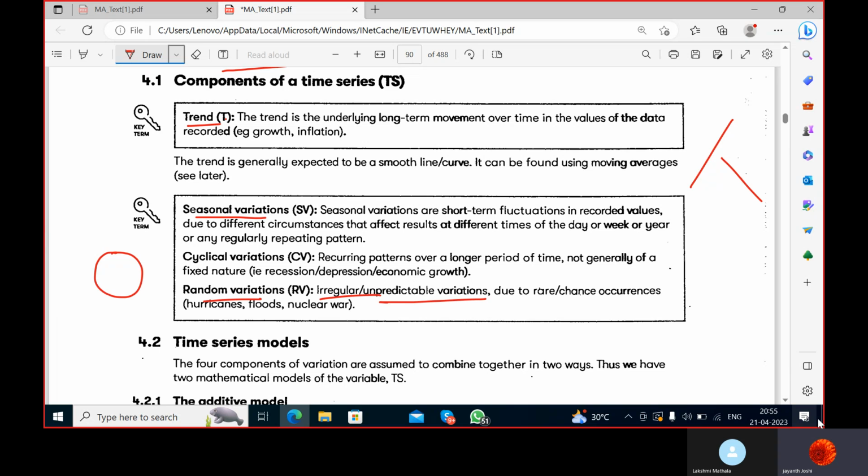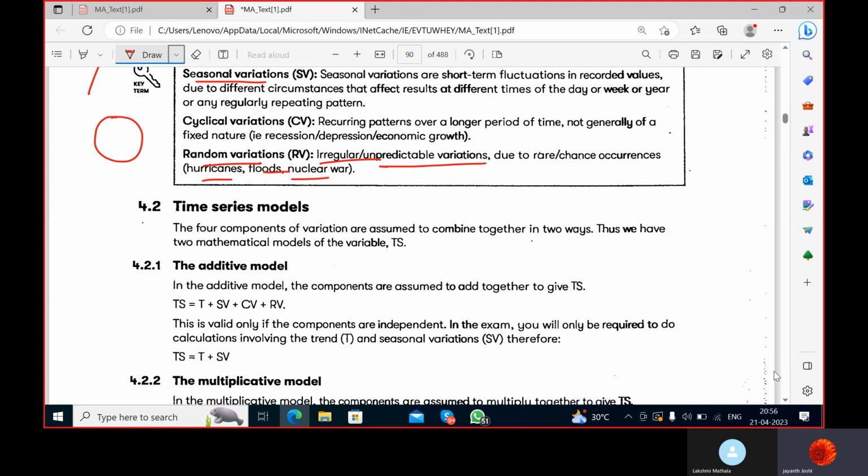What do we say? Unpredictable variation. That happens during floods, hurricanes, and nuclear war. All of a sudden, your sales would stop. And during COVID-19, all of a sudden, the people who had medical shops or pharmacies had a huge amount of sales. Correct? Yes, sir.